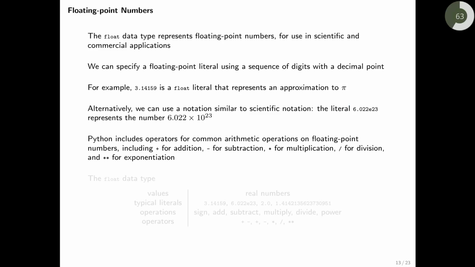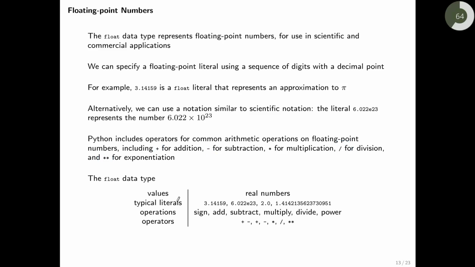What are the operations that you can perform on real numbers or floating point numbers? Here again, you can perform arithmetic operations. Given floating point numbers, you can add them, subtract them, multiply them, and divide them, where slash means floating point division. You can also exponentiate. Those are the operations you can perform. Here then is the summary of the float data type. The values are all real numbers.